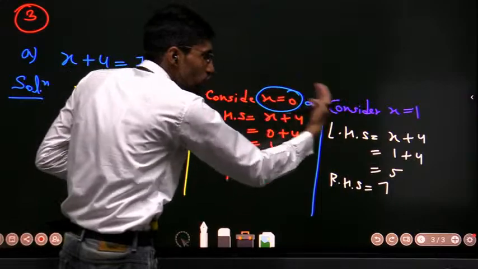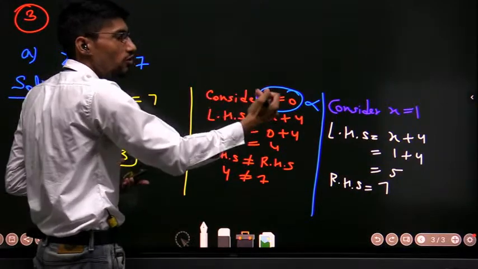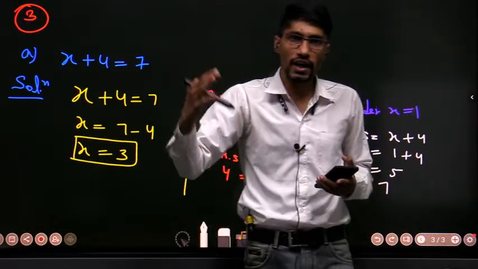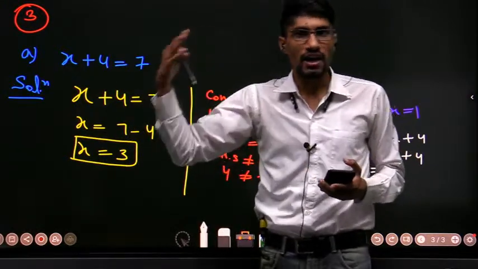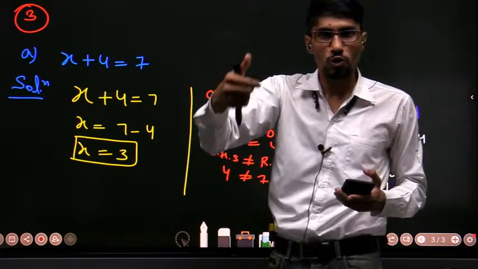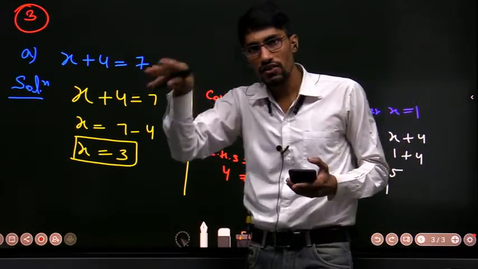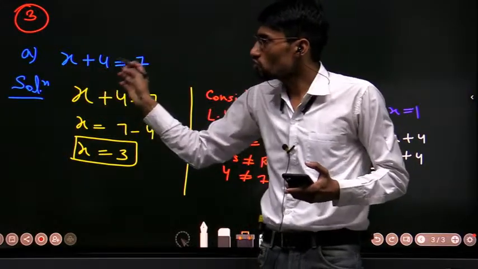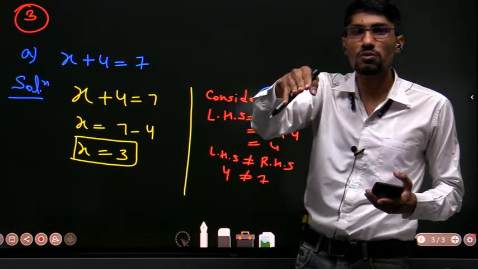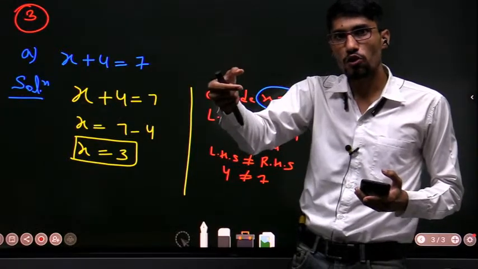Like that you have to assume the x value. First you take x value 0 and check whether the LHS part is equal to the RHS part. If at the starting, when you take x equals 0, the LHS part is equal to the RHS part, then your value of x is correct. But if the LHS, left hand side, is not equal to the RHS side, then you have to assume the x value again. Now you take x equals 1. The same you have to do.